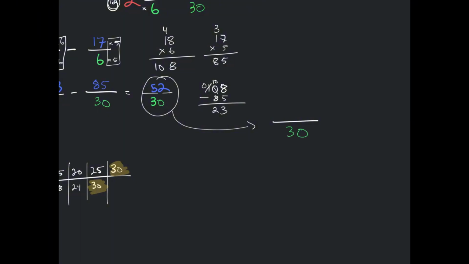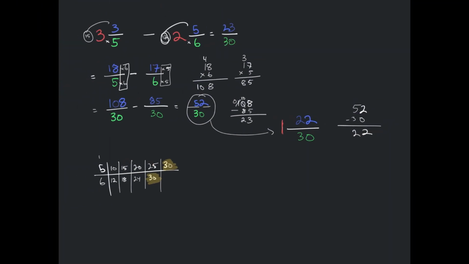So we keep 30 there, and then 30 times 1 gets us 30, because 30 times 2 gets us 60, and that's too high. So then we convert that to a mixed number. I can go 52 minus 30, or 30 plus what gets us to 52? That gets us 22. So what I would end up with is 1 and 22 over 30.